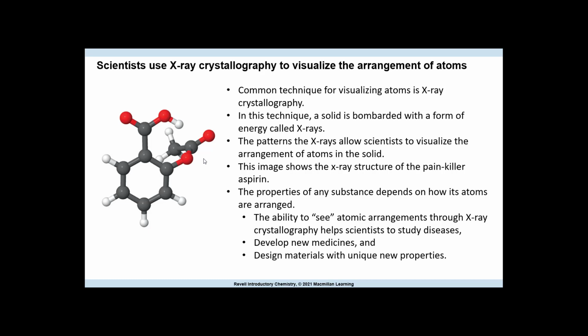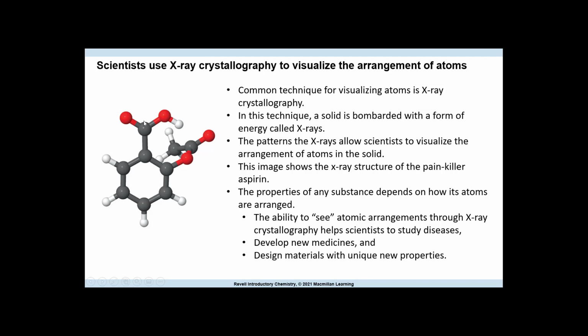The properties of any substance depend on how atoms are arranged. The ability to see atomic arrangements through X-ray crystallography helps scientists to study diseases, develop new medicines, and design materials with unique properties. Why? Well, let me explain. You have to know how something looks. If you're trying to fix a house, you cannot just randomly decide to do something on a wall. You have to know what's on the inside. You have to know what it's made out of, where the studs are, and so forth. Is there asbestos? It's the same as knowing a compound.